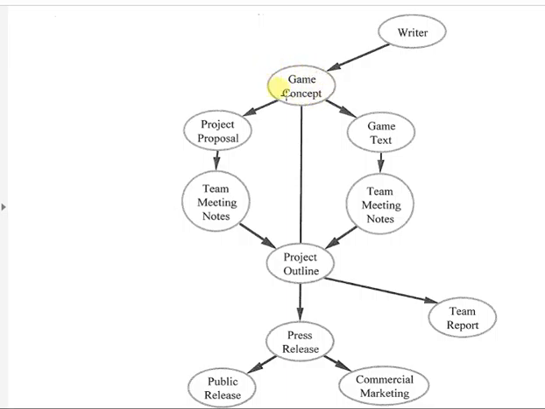But there's an actual file, a Word file, that is associated with your game concept. And from your game concept, the next things that you're going to create are the game text and your project proposal. Now the project proposal is where you describe who is going to do what, and you describe what is needed in your project. What do you have to do in order to actually complete this game?